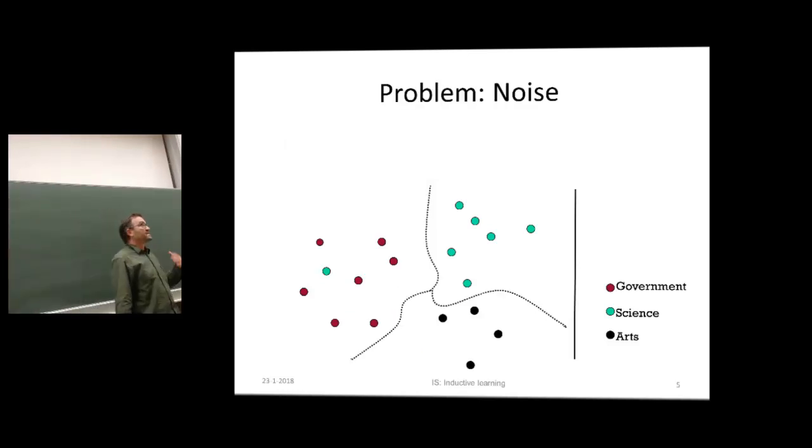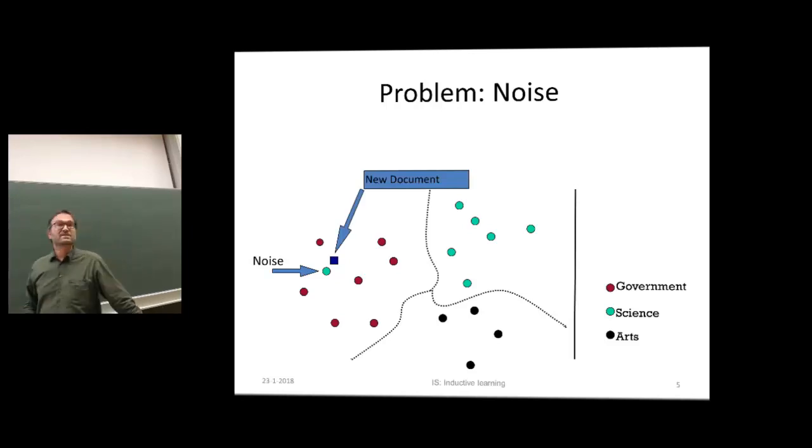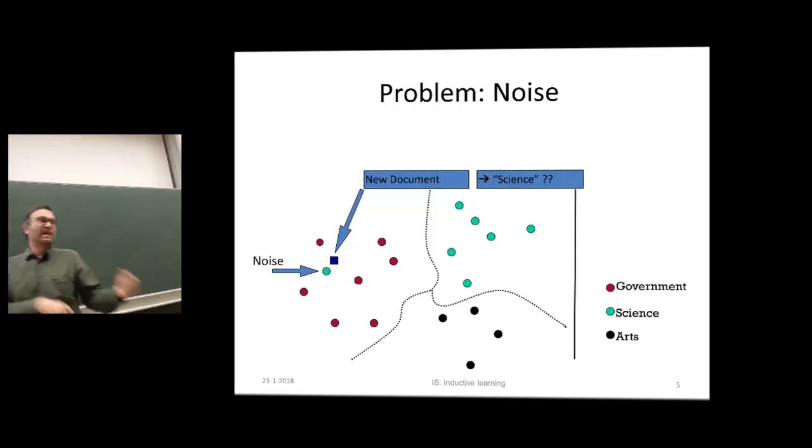There are several problems. There's noise, so you might have one that is misclassified. This is an example of something that should have the label science, but has very different properties, so it ends up in the wrong part of the space. And if by any coincidence your new instance is close to this noise element, this new document will now be wrongly classified as a green one. And that's obviously not what we want. So this algorithm of just looking at the most similar object and giving it the same label is very prone to errors if there is noise.